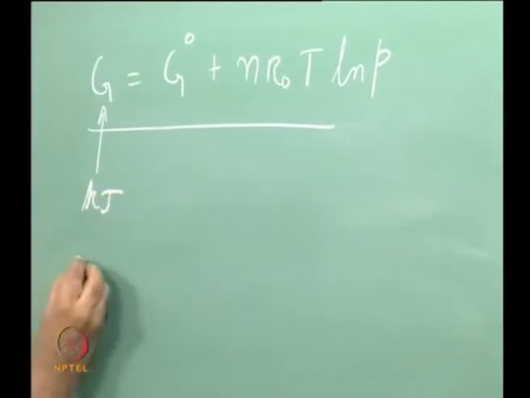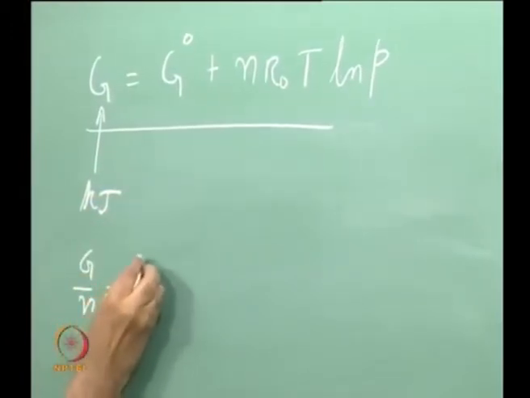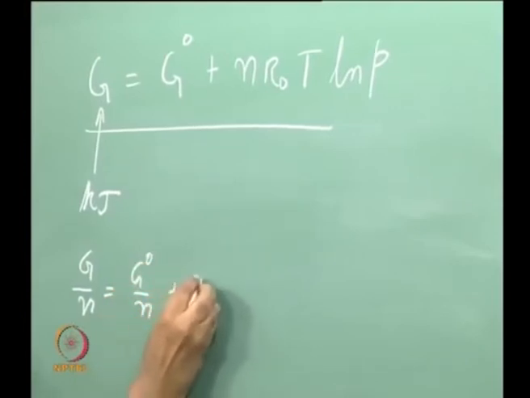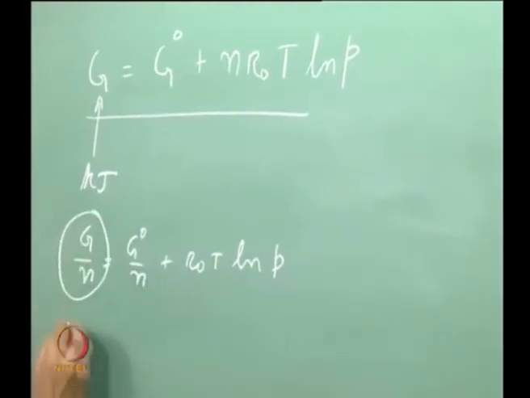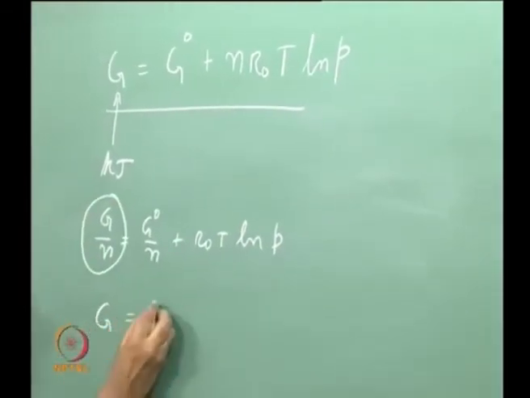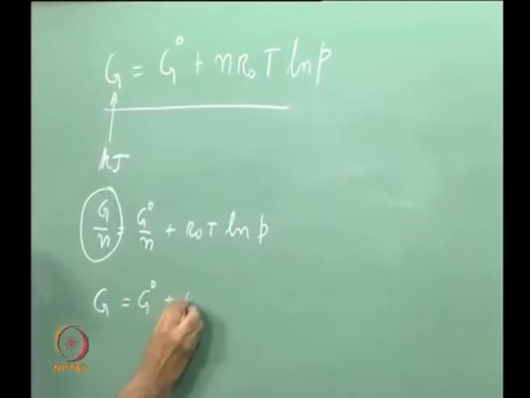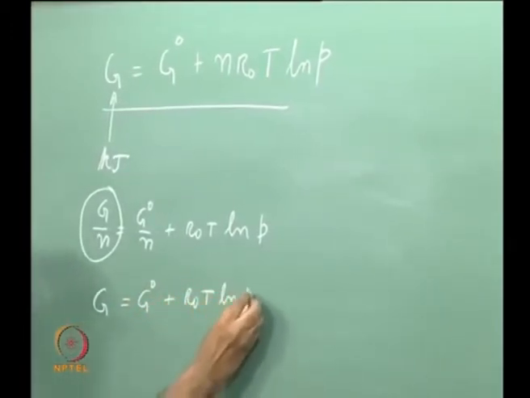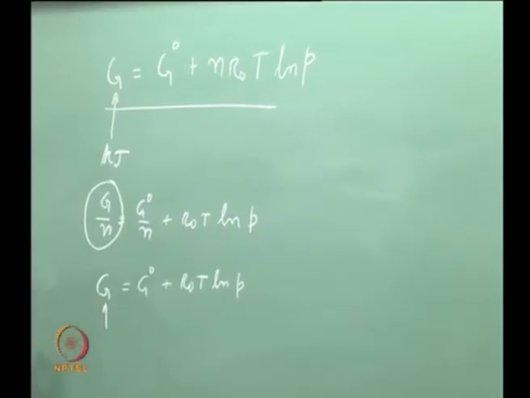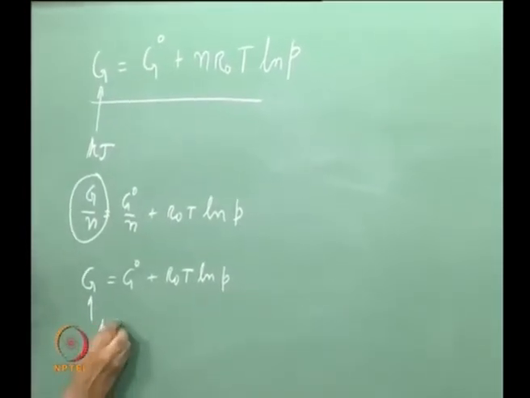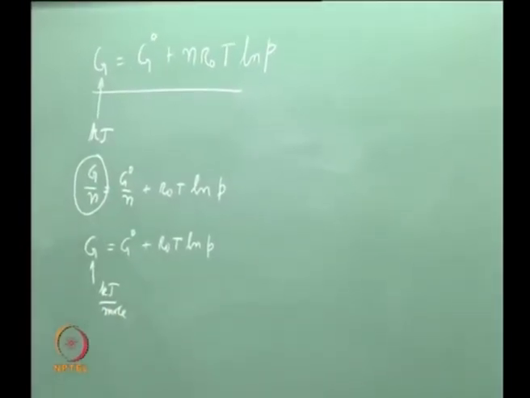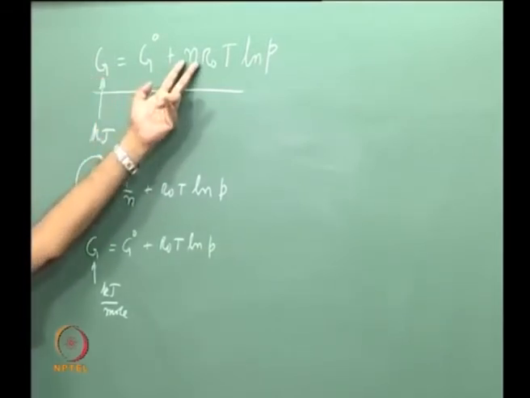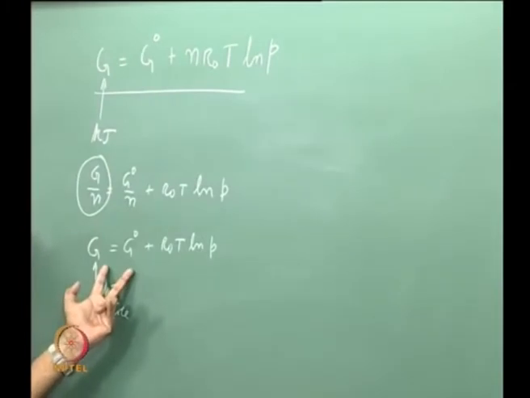Maybe I can do it in terms of G by n is equal to G0 by n plus R0 T ln P. Therefore, I now call this G, and this G naught plus R naught T ln P, where the unit of the Gibbs free energy which I am going to use henceforth will be kilojoules per mole. I would rather have it per mole rather than for the total, since this whole thing is for n moles, therefore per mole is what I get over here.